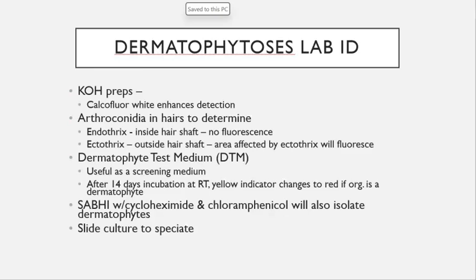In lab, you could also do a dermatophyte test medium, or a DTM. It's useful as a screening medium. After 14 days incubation at room temperature, the yellow indicator changes to red if an organism is a dermatophyte. You could also use Sabouraud dextrose agar with cycloheximide and chloramphenicol as an isolate for dermatophytes. And you could also use slide cultures to speciate.